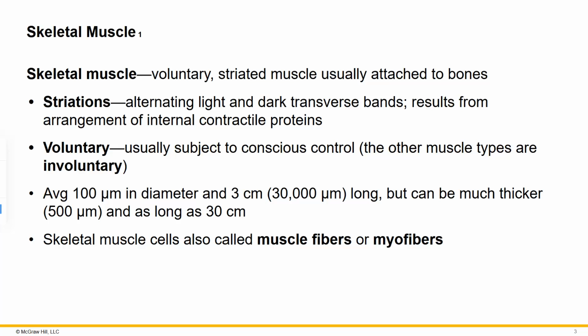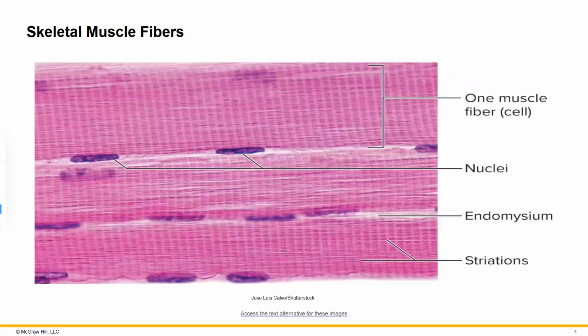Average size is 100 micrometers to 3 centimeters long, but can be much thicker, and as long as 30 centimeters. Skeletal muscle cells are also called muscle fibers or myofibers. So this is a picture of skeletal muscle tissue. You can see the nuclei here, and these are those striations. So you can see the bands of light and dark. And those striations, I want to talk about what actually creates those and lay out all of the muscle fiber components.